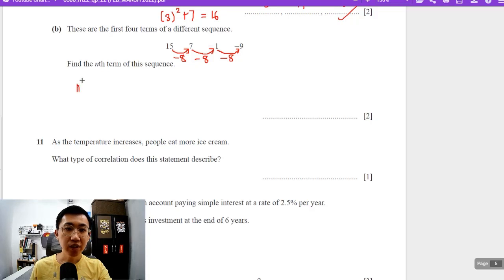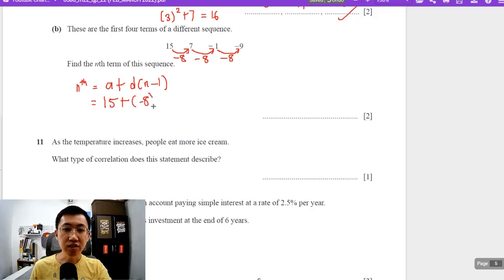The formula for the nth term is going to be a plus d bracket n minus 1. Okay, so this is your formula for your linear sequence, arithmetic. And a is actually your first term, so first term is 15, substitute, plus copy back. The difference is actually your minus 8.